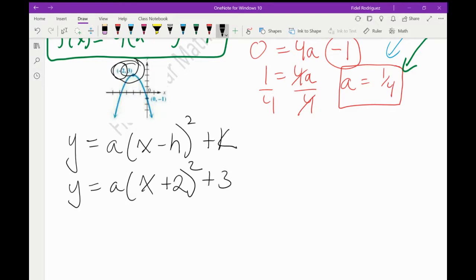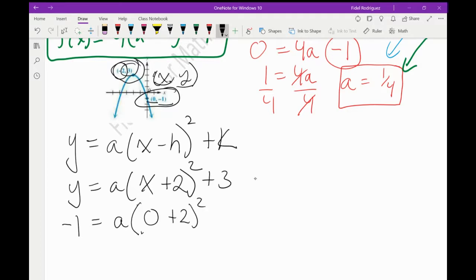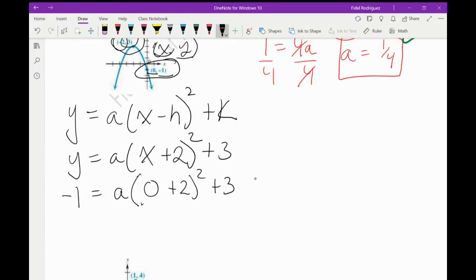All right, now we're going to do the same thing we did before. I'm going to use this point right here. Remember, that point is written in the form x and y. So x is the number 0, and y is the number -1. So right here, I'm going to put -1 equals A times 0 plus 2 squared plus 3. And what I want to do here is solve for the letter A, okay? So -1 equals A, 0 plus 2 is still 2, squared, plus 3.